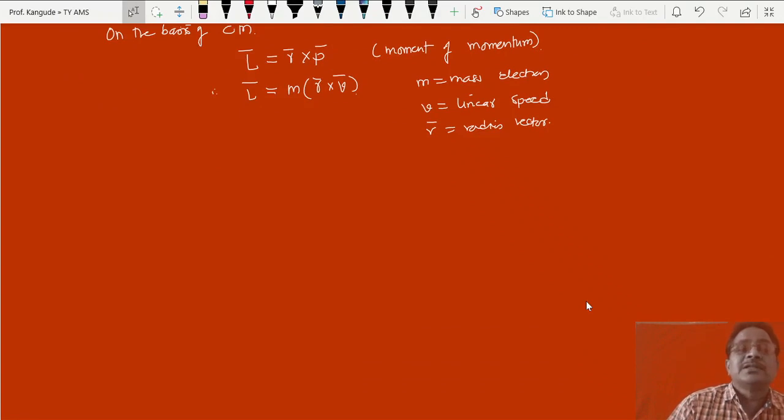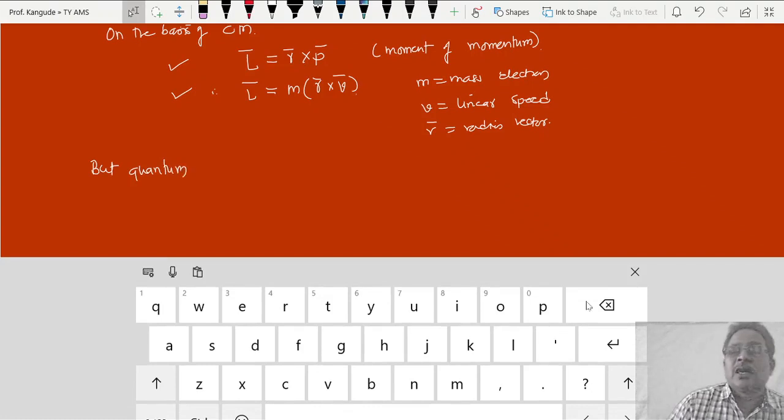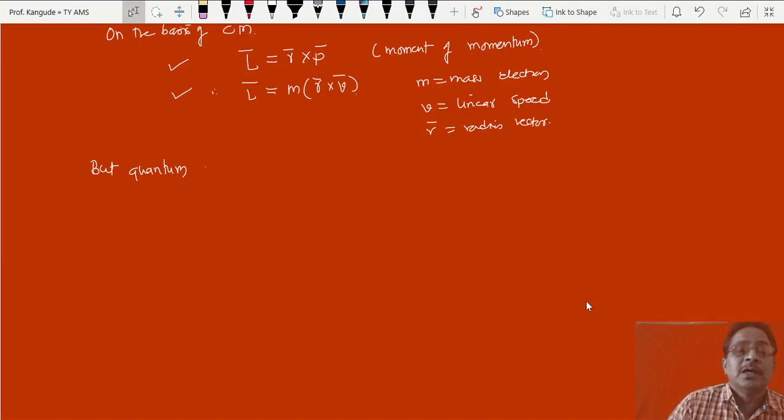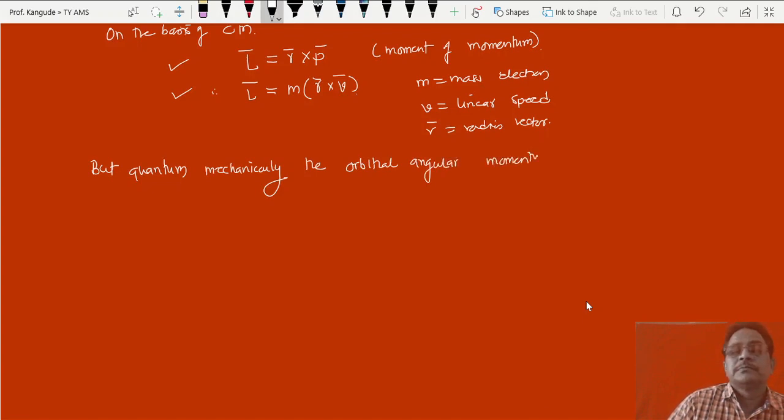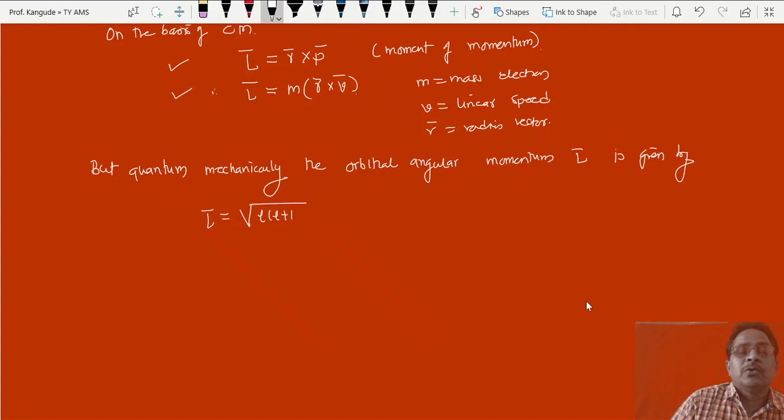So by classical mechanics, L is given by r bar cross p bar, or L is equal to m times r bar cross v bar, because several times you have to use these relations in further derivations. But quantum mechanically, how to write orbital angular momentum is a different concept. Quantum mechanically, the orbital angular momentum L bar is equal to root of l into l plus 1 into h upon twice pi.